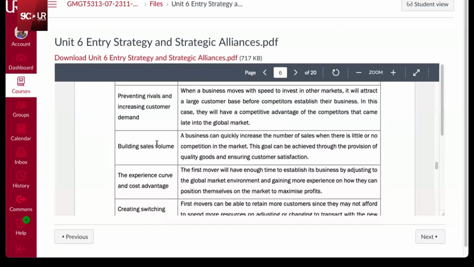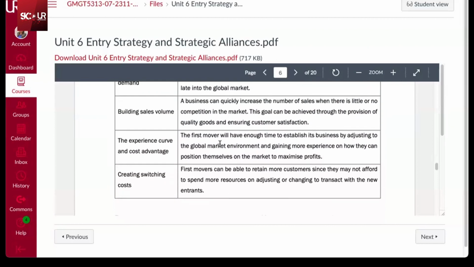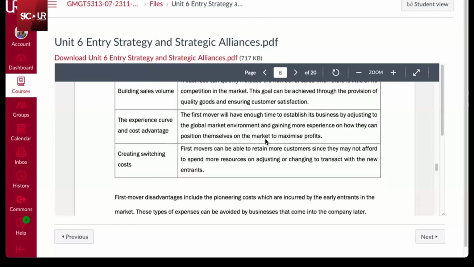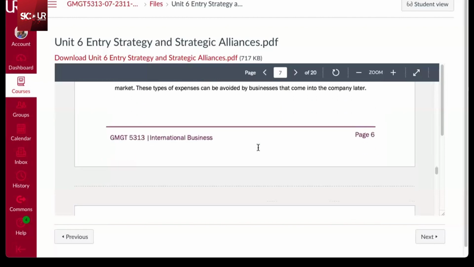And then building sales volume. Okay, so a business can quickly increase the number of sales when there is no competition or little competition, right? By having customers purchase from your company, right? The experience curve and the cost advantage. So the first mover will have enough time to establish its business by adjusting to the global market environment, and then they will gain more experience on how they can position themselves in the market. Lastly is to create a switching cost. So for the first mover, they are able to retain more customers since customers may not afford to spend more resources on adjusting or changing the transaction with the new entrants.